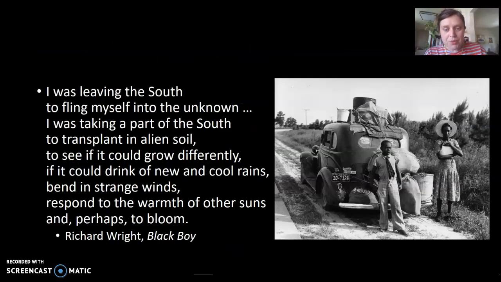Okay, so this is a quote from which Isabel Wilkerson gets the title of her book. "I was leaving the South to fling myself into the unknown. I was taking part of the South to transplant in alien soil, to see if it could grow differently, if it could drink of new and cool rains, bend in strange winds, respond to the warmth of other suns, and perhaps to bloom." So keep this in mind as we're getting into our discussion of the person that Wilkerson follows in her writing, his choices, his decisions, and his major life decision to leave Louisiana and come to Los Angeles.